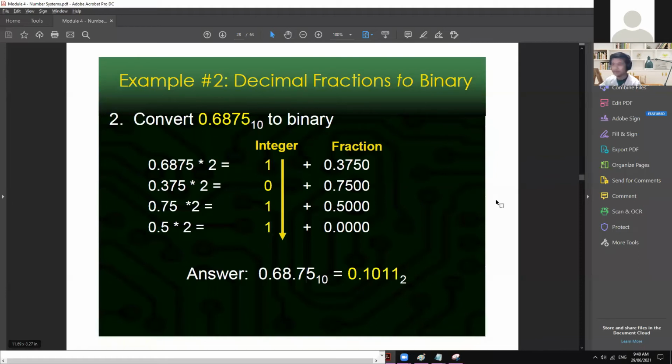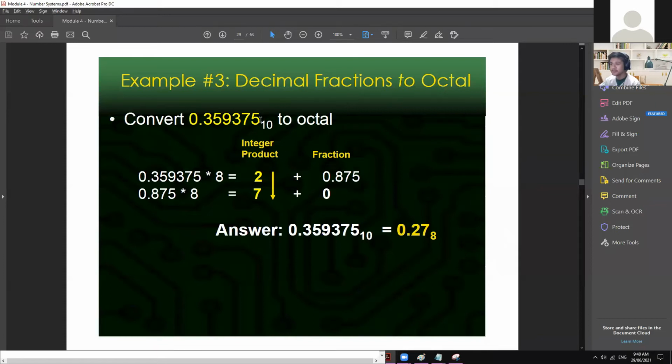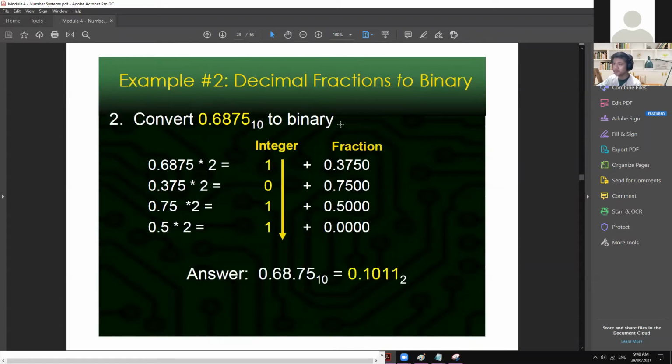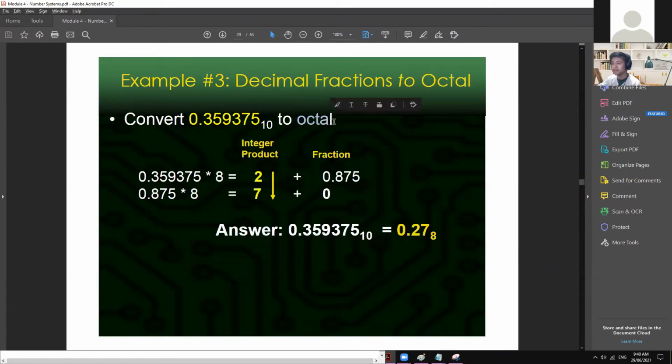So another example is, of course, another decimal fraction, but it's now asking us to convert to octal. Before it was just binary, but our multiplier now is 8. So 0.359375 times 8 will give us 2.875. So 2 for the integer product and then 0.875 for the fraction.